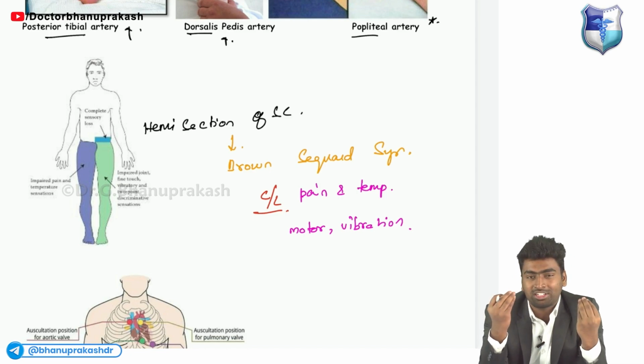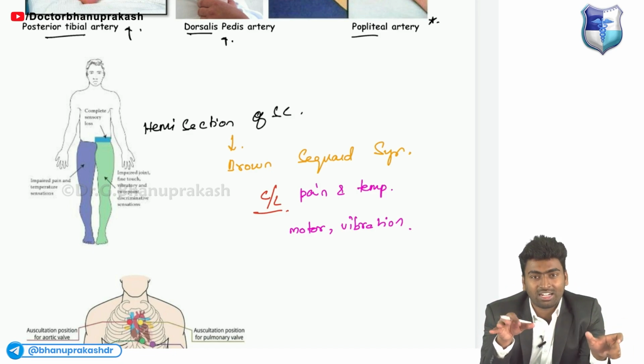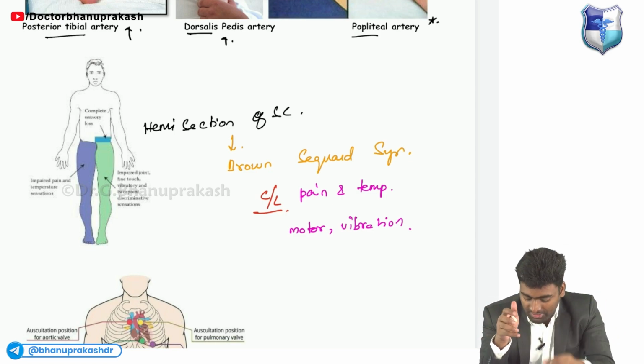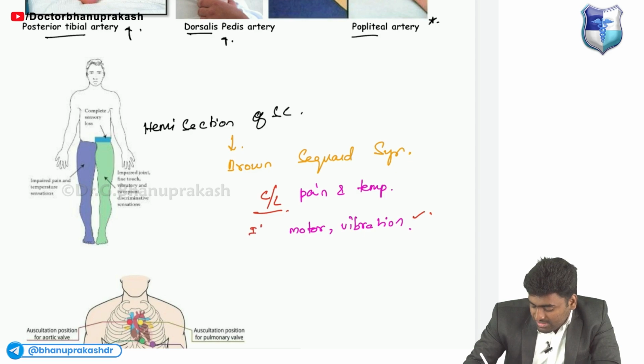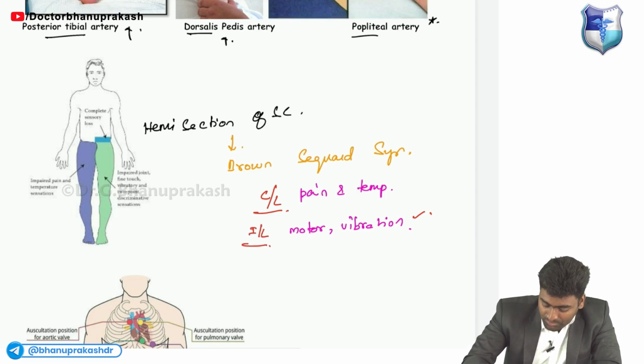Mostly they won't ask you about at the level. Mostly they will ask you about below the level. So pain and temperature loss is at the contralateral side. If it is on the right side, it will be on the left side. Then there will be motor and vibrations on the same side, right?